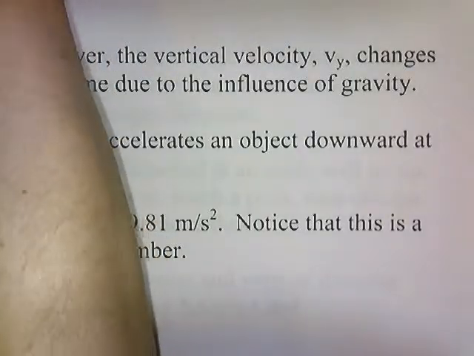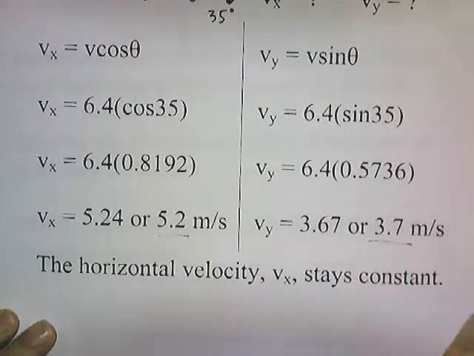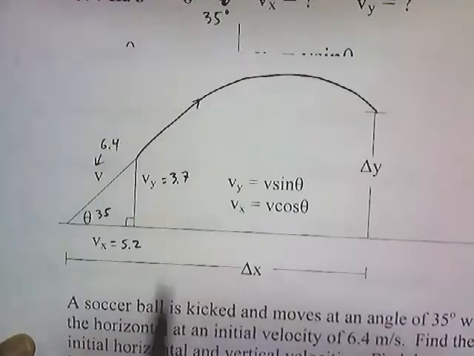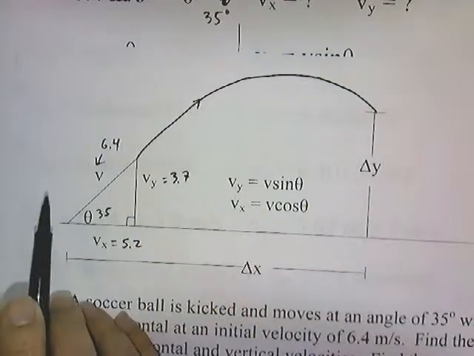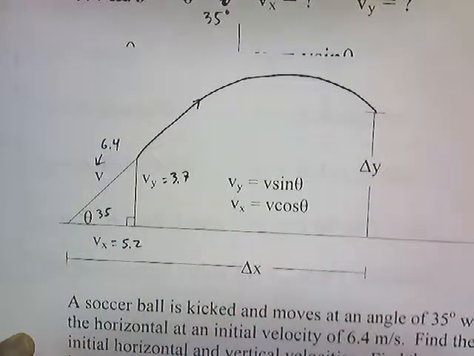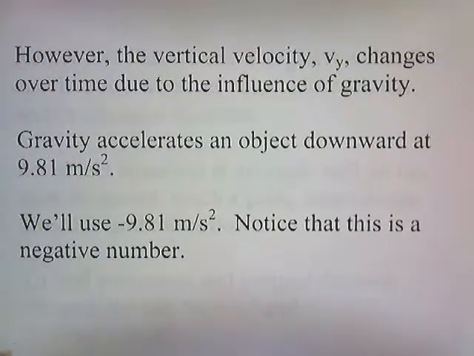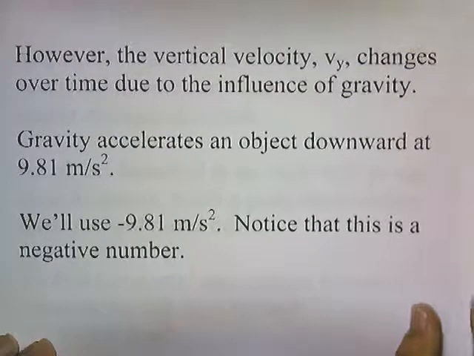Now, the horizontal velocity, Vx, stays constant. So when the object is moving through the air like this, the rate at which it's going horizontally stays constant. However, the vertical velocity, Vy, changes over time due to the influence of gravity. And gravity accelerates an object downward at 9.8 meters per second squared. And we'll use negative 9.81 meters per second squared. Notice that this is a negative number.